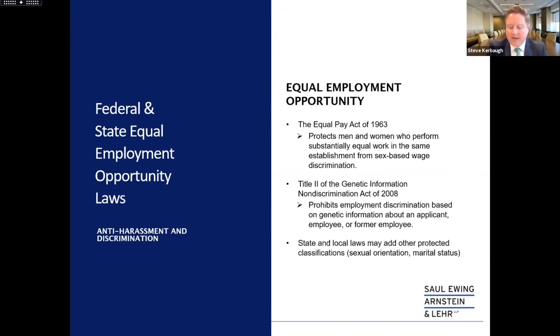There's GINA, Title II of the Genetic Information Non-Discrimination Act of 2008, which prohibits employment discrimination based on genetic information about an applicant, employee, or former employee. And then there's also state and local laws, which may add other protected classifications. For example, in my home state of Minnesota, membership on a local commission is a protected classification. So lots of room for variation there as well. These laws also generally prohibit retaliation.